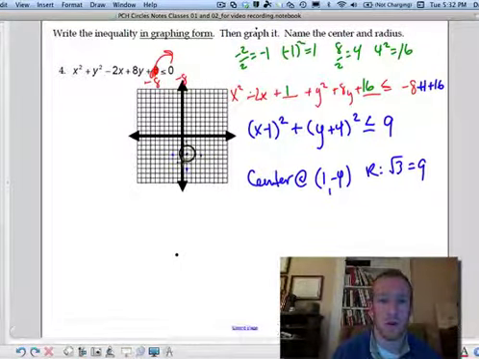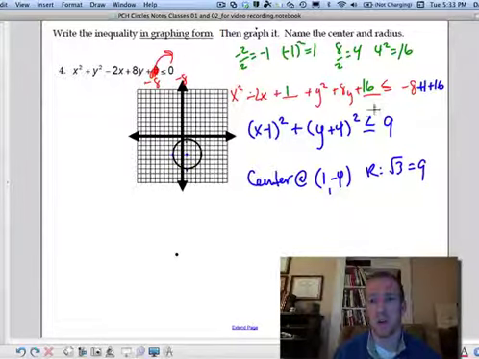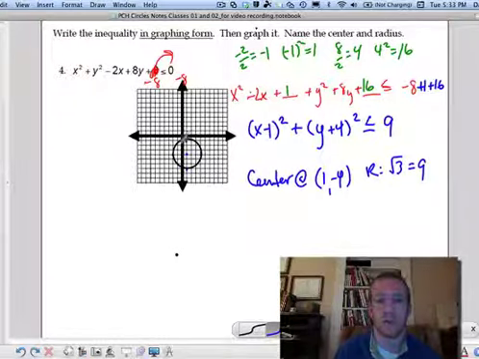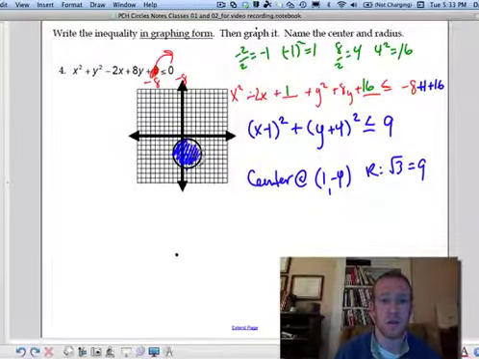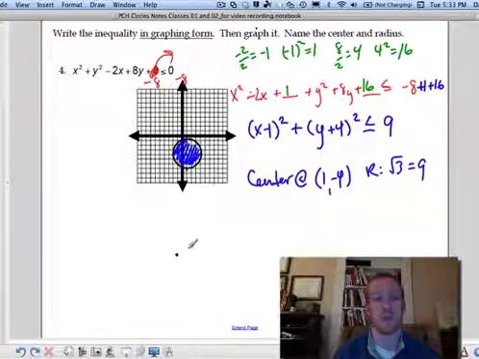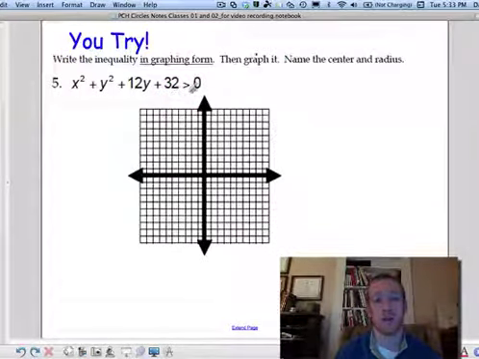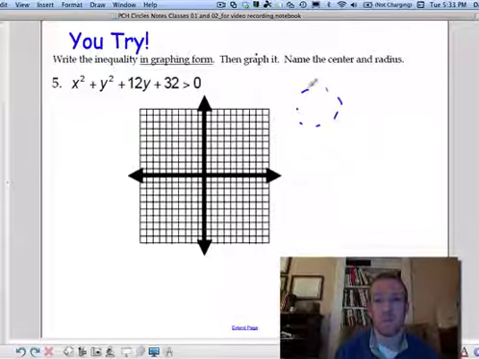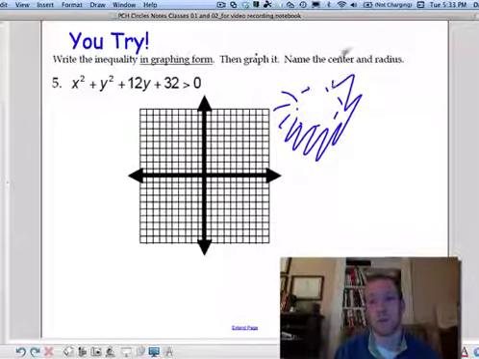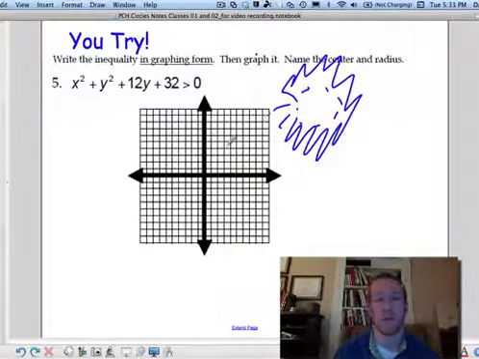and since it's a less than or equal to, it means we actually include the circle and everything inside it. So it would be technically a disk. So that's everything included inside it. There it is. This one's a greater than, so it's not an equal to, it's just a greater than. So it's going to be a dotted circle and include everything outside of it, because everything greater than that.